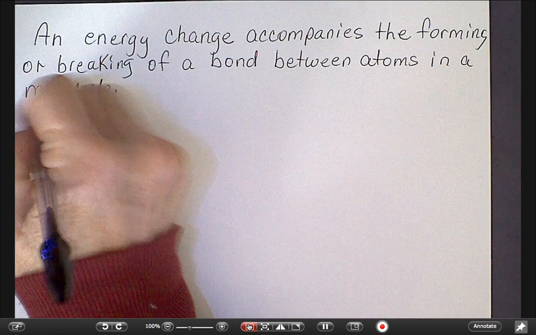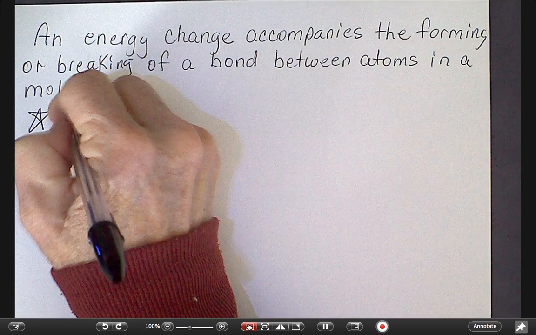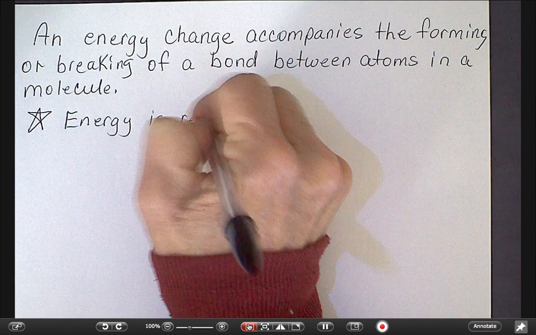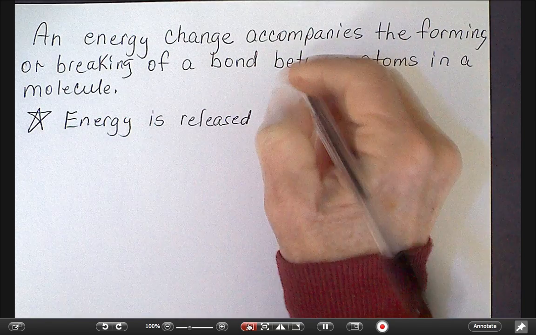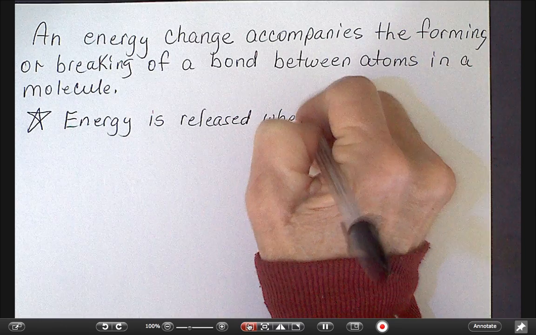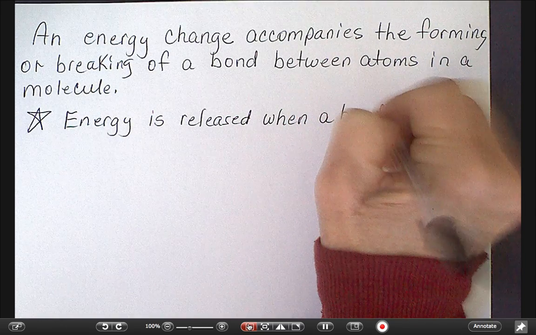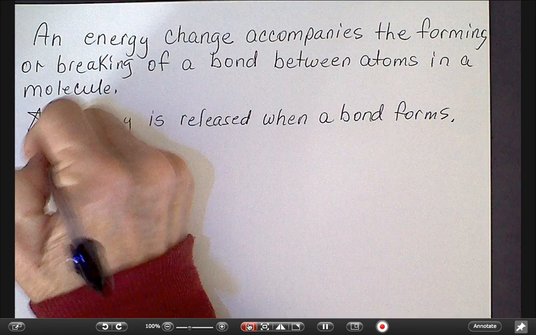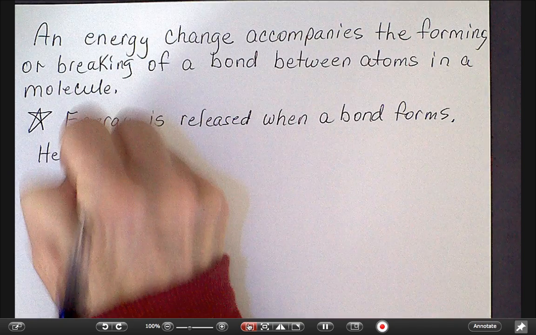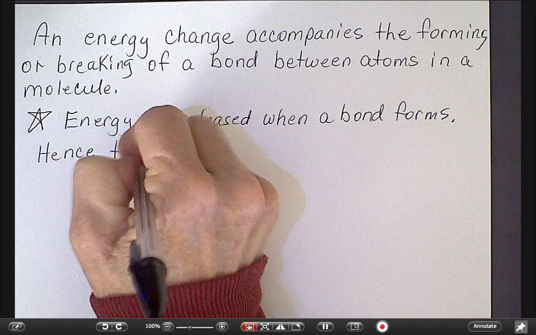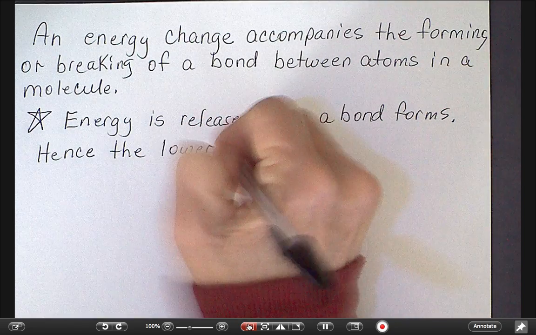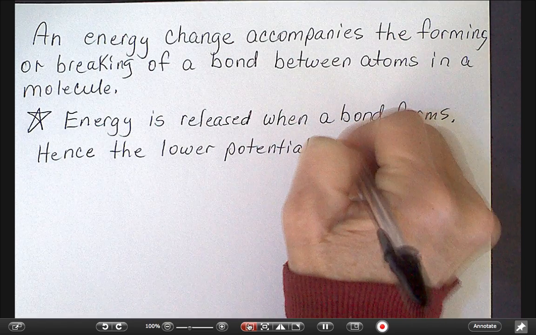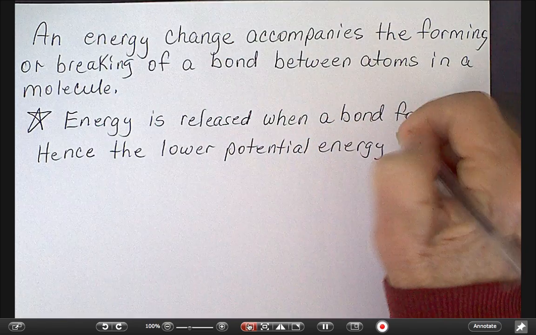Star this, please. Energy is released when a bond forms, hence the lower potential energy and greater stability.